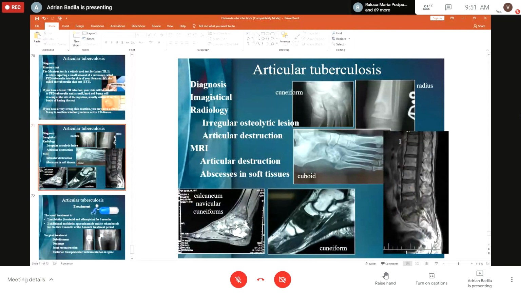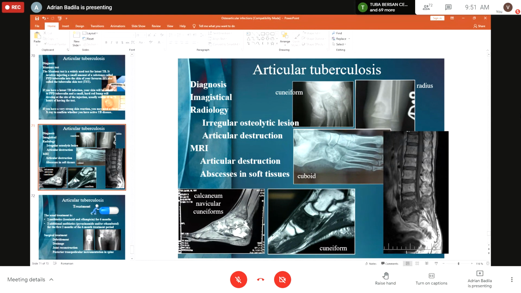The imagistical diagnosis means radiological examination, MRI or CT scan. At the radiological examination, you will see irregular osteolytic lesions and articular destruction. And we can see here an osteolytic lesion at the level of the medial cuneiform, an osteolytic lesion at the level of the distal radius in a child, or osteolytic lesions at the level of the cuboid bone.